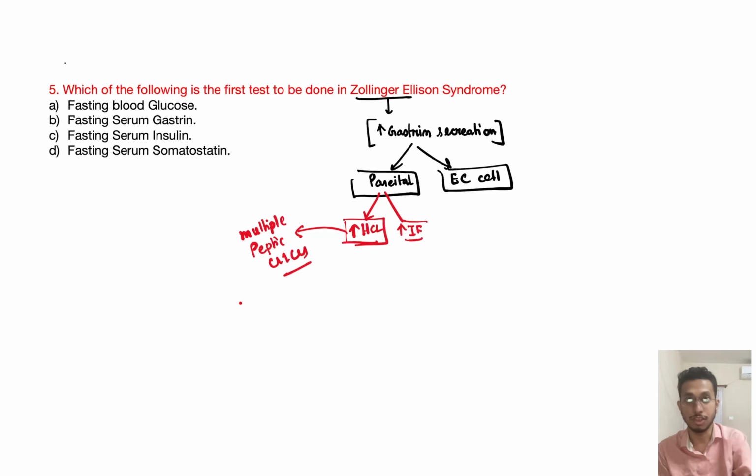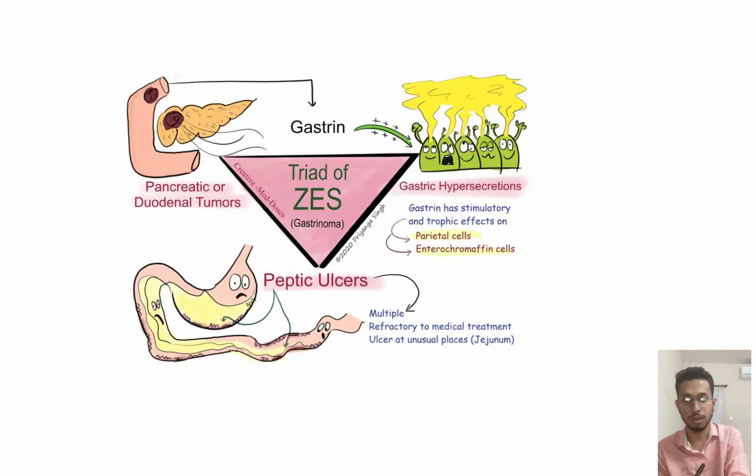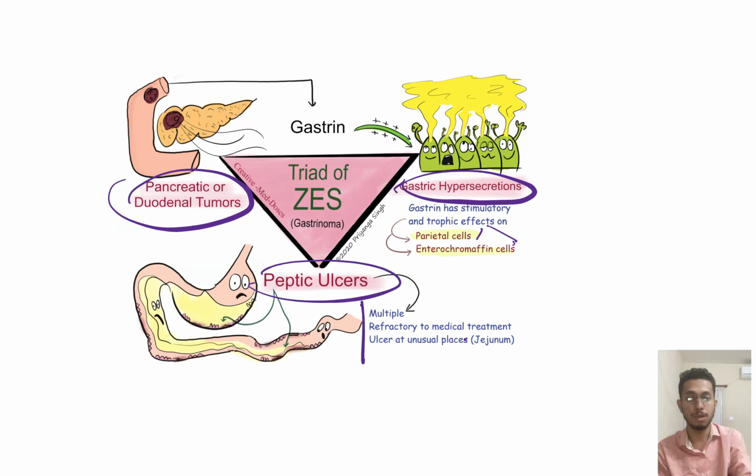For example, it can be seen in the jejunum as well, and these are refractory to treatment. Now, this increased gastric secretion is most usually related to pancreatic or duodenal malignancy. So, if you look at the triad of Zollinger-Ellison syndrome, these are pancreatic and duodenal tumor, gastric hypersecretion, which has a stimulatory and trophic effect on parietal cell and enterochromaffin cell, and the peptic ulcer. These peptic ulcers are multiple and refractory to medical treatment, and these ulcers are usually present in unusual locations.